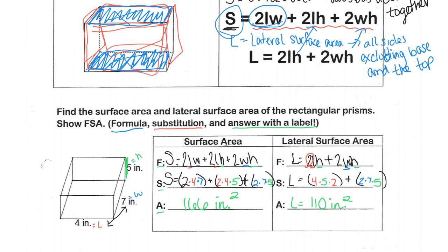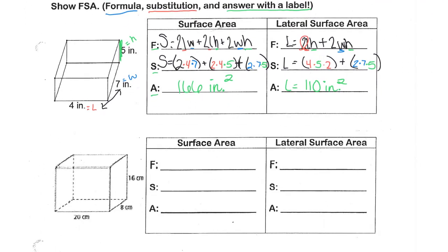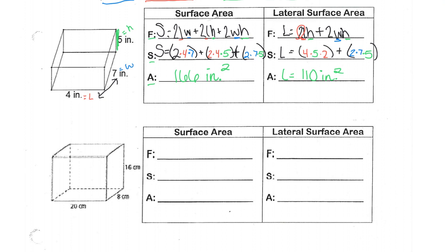Okay? So I think that you should be okay to do the next one on your own. But let's set you up first. If you are good and you want to dive in, you can hit pause and then just go through. But I'm just going to set it up first by writing the formulas. Surface area equals 2 length times width plus 2 length times height plus 2 width times height. Lateral is 2 length times height plus 2 width times height.